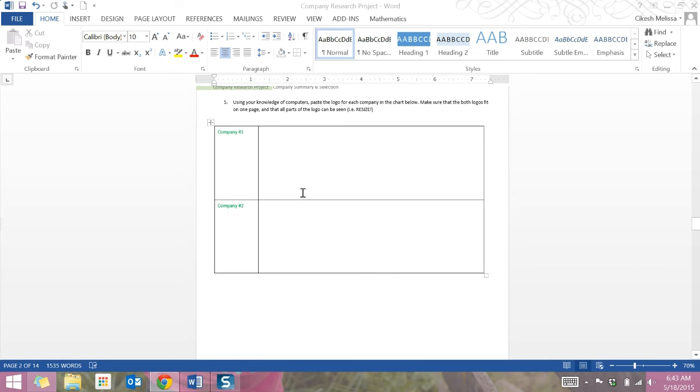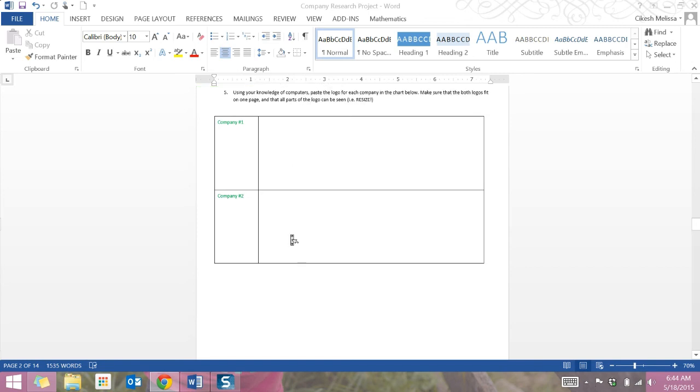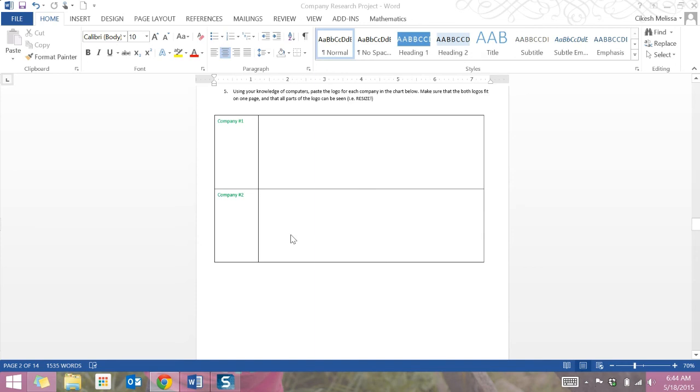And then here, go ahead and paste the logo for each of your companies, Company 1 and Company 2. Please make sure that the logo fits on one page, or both logos fit on one page. If they don't, you just need to resize them.